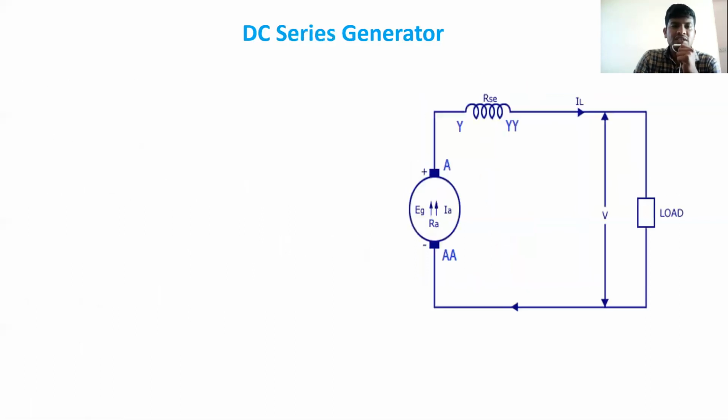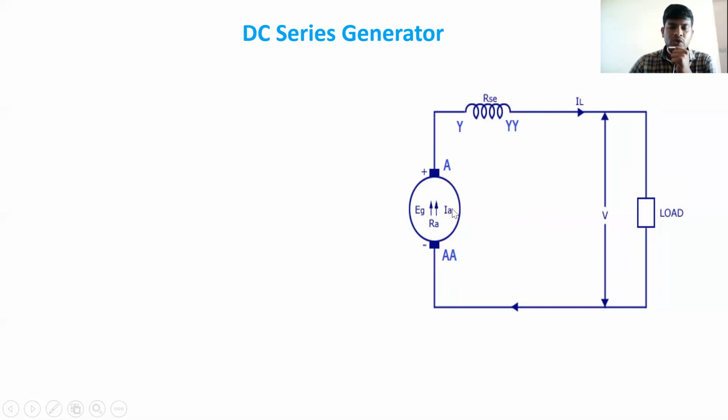Coming to the DC series generator, in this figure you can see the field winding connected in series to the armature. This is the field winding, with terminals Z and ZZ. This field winding is in series with the armature, and then the current passes to the load. Because of the series connection, this generator is called a DC series generator.